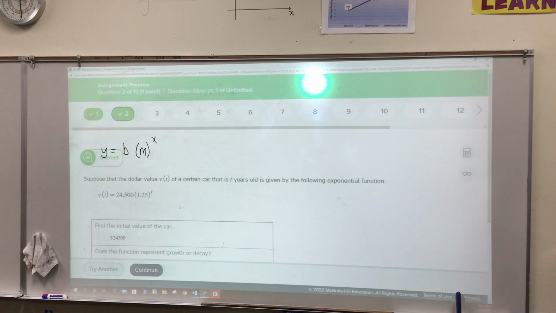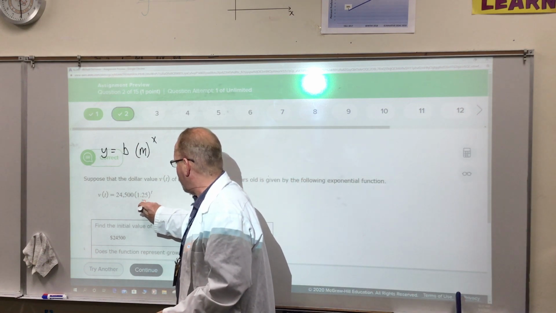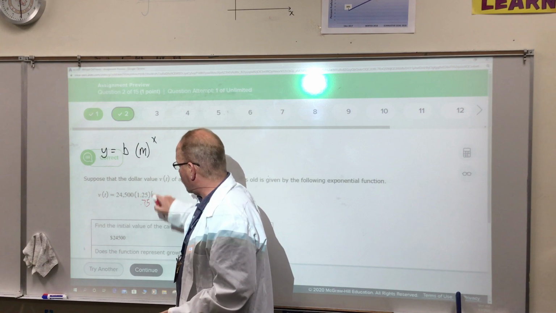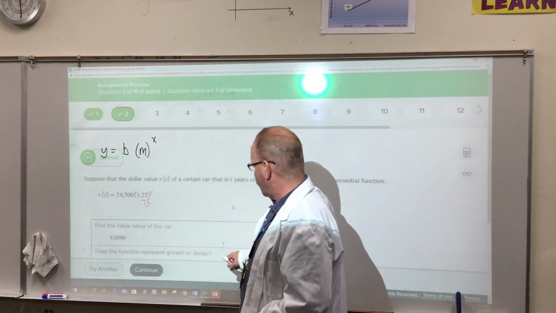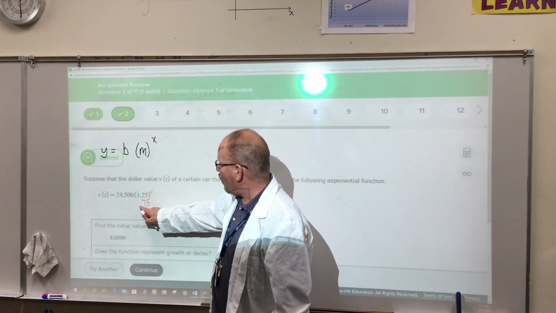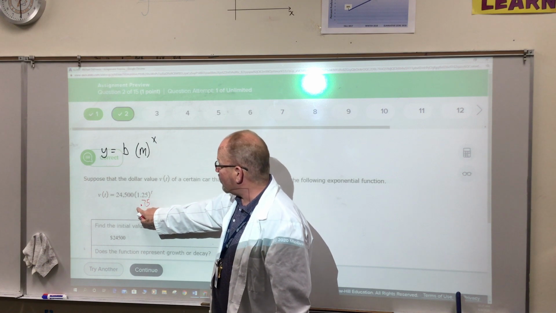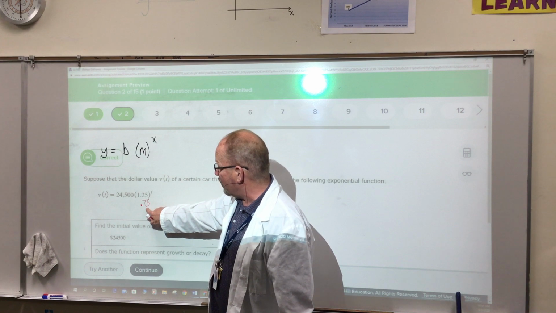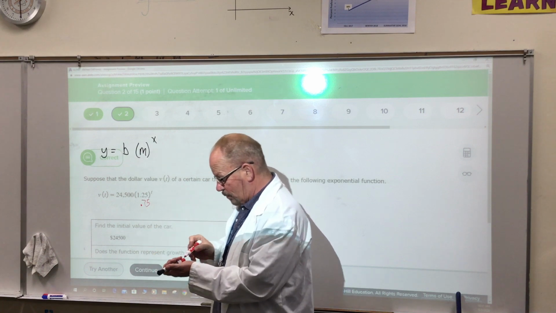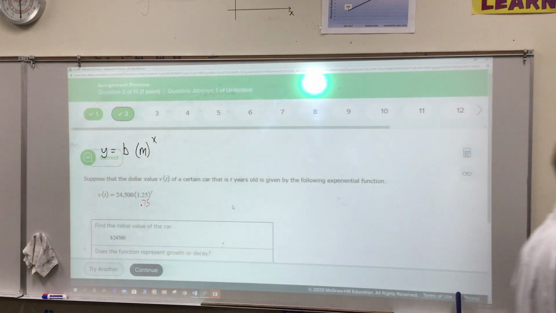So, again, now suppose this was 0.75 instead of 1.25. Well, then this would be decay, and we'd have to see how much this is different than 1. Well, it's minus 0.25. It's going down 25%. Okay? So, next problem type.